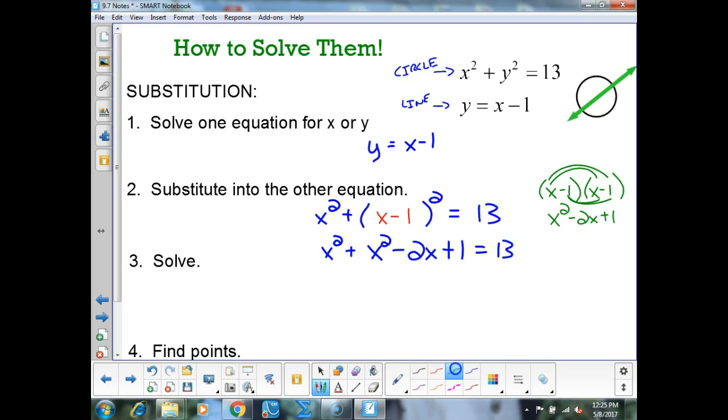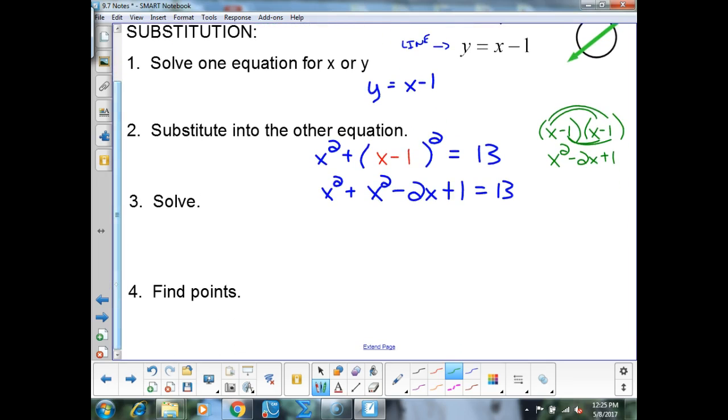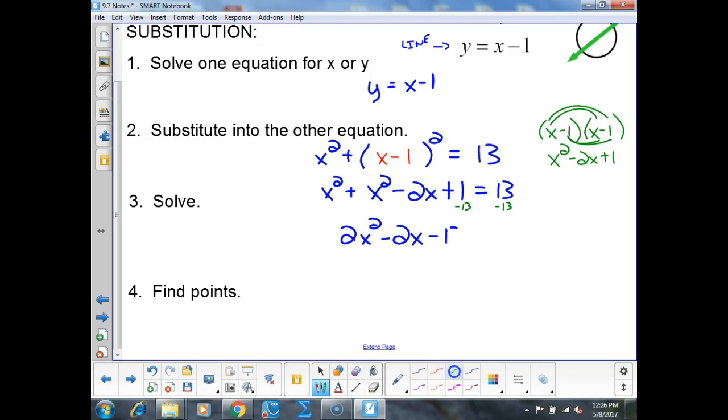So now what? Even more so than combining like terms. Why did I do that? You want to set it to 0. Why do I want to set it to 0?